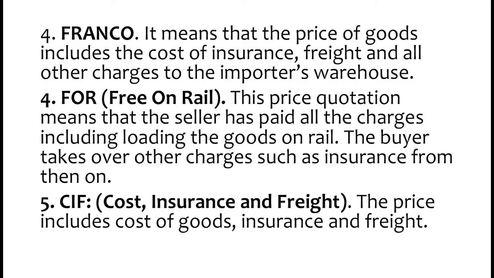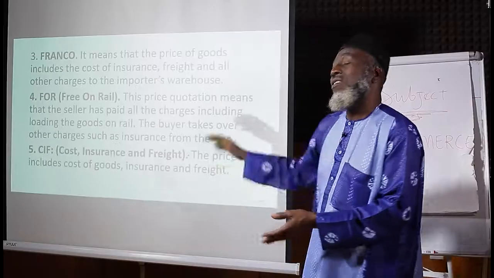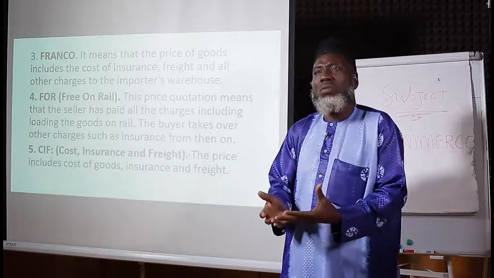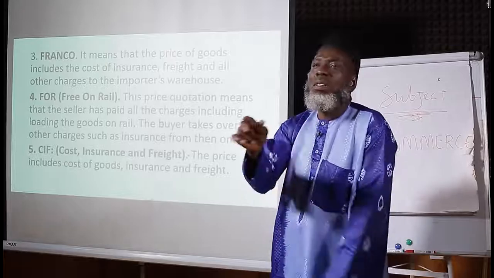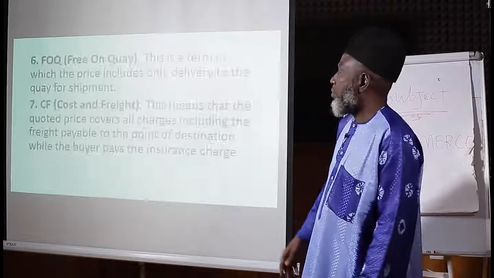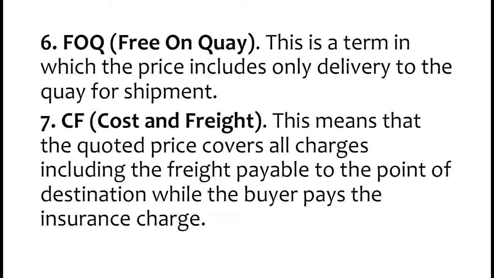Then we have number 6, known as CIF, cost, insurance, and freight. The price includes cost of the goods, the insurance, and of course the freight. This is equally used or associated in terms of international trade. Then we have FOQ, free on queue. This is the term in which the price includes only delivery to the queue for shipment.